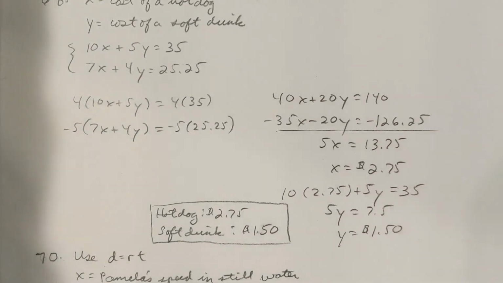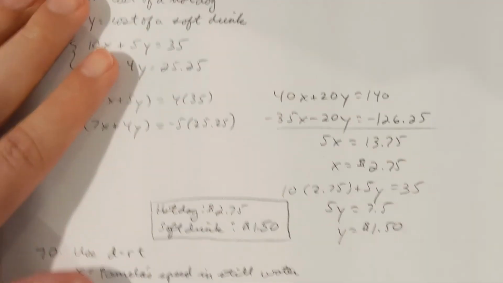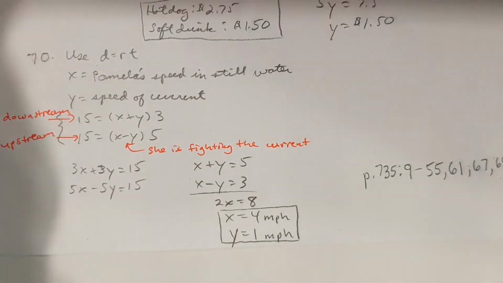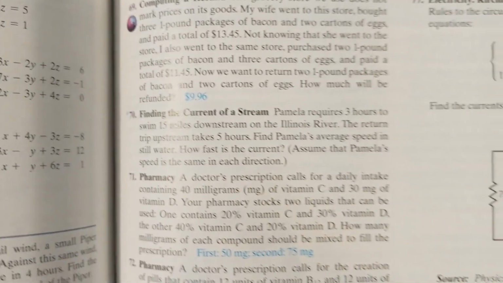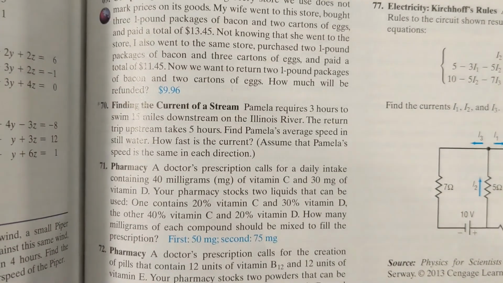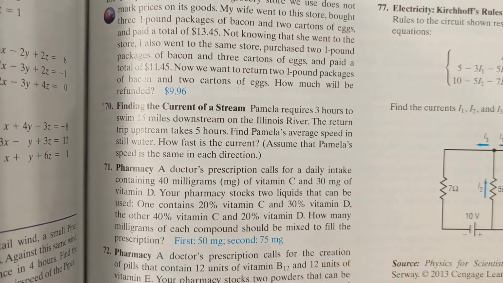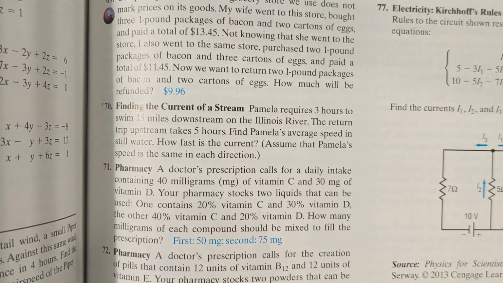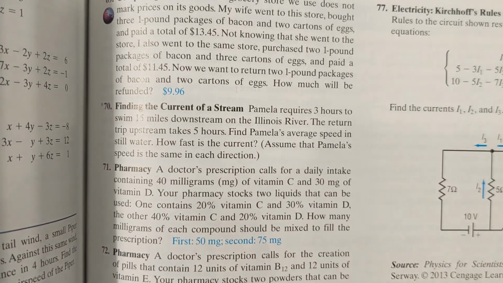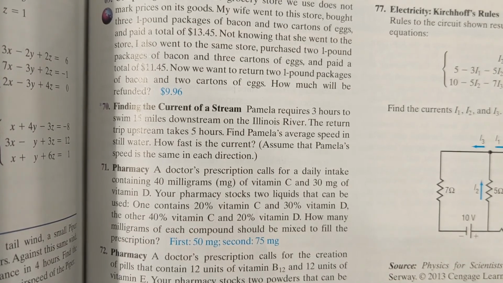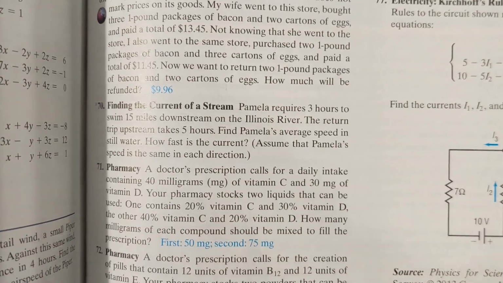Alright, problem 70 is the last problem that I had in my notes. And so in problem 70, it says that Pamela requires 3 hours to swim 15 miles downstream on the Illinois River. The return upstream takes 5 hours. Find Pamela's average speed in still water. How fast is the current? And assume that Pamela's speed is the same in each direction.